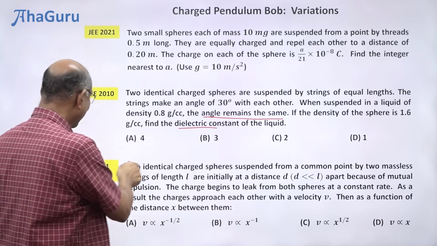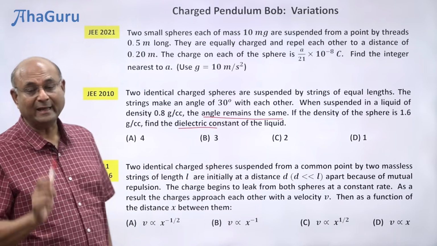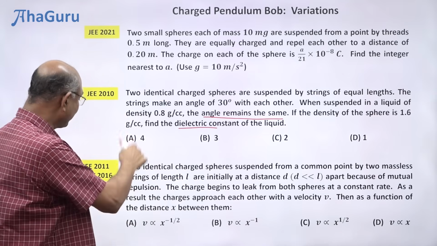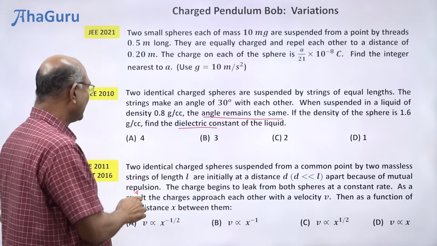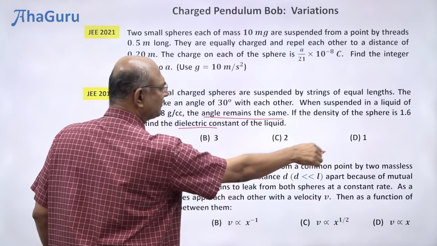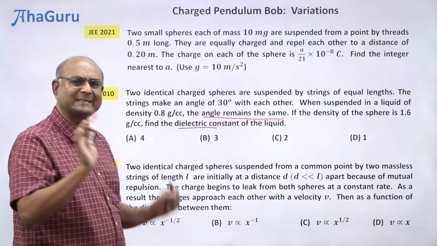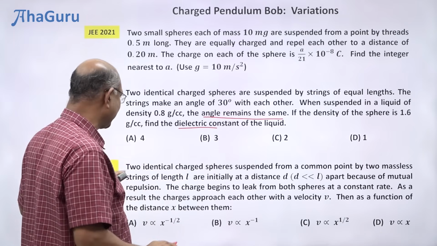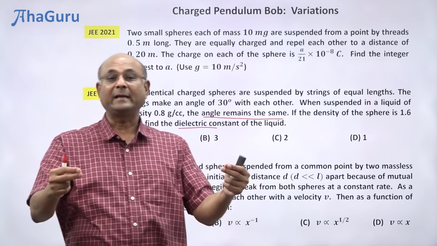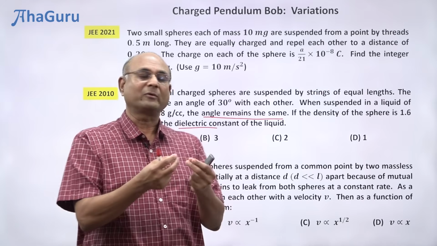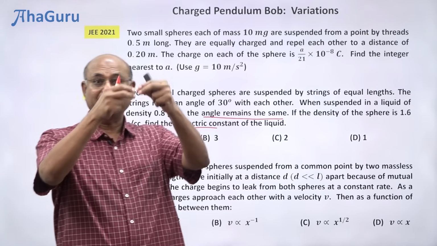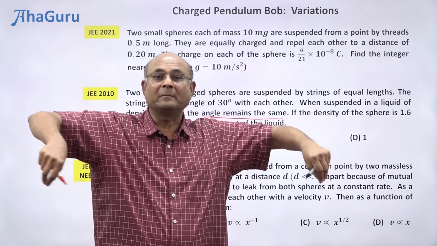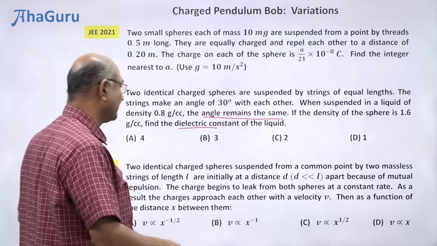Now let us look at this one. This appeared in 2011 in JEE, and the same question was repeated in NEET in 2016 as well. Two identical charged spheres suspended from a common point. It's exactly like the previous two questions, right? So you have two pendulum bobs. They are charged. The strings have length L. Since they are charged, the pendulums are going to swing to an angle.